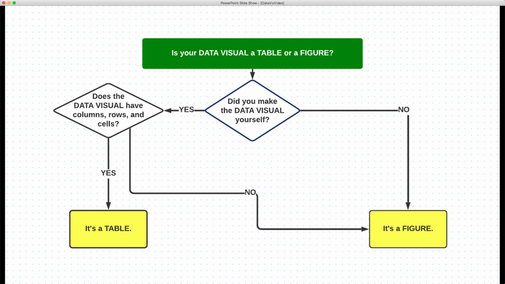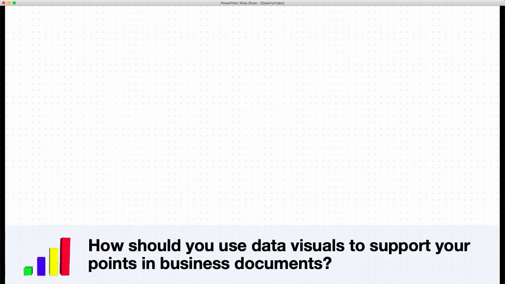Now, if the answer is yes, then you have to ask yourself, does the data visual have columns, rows, and cells? If yes, then it's a table. If no, then it's a figure. That's a little bit simpler.